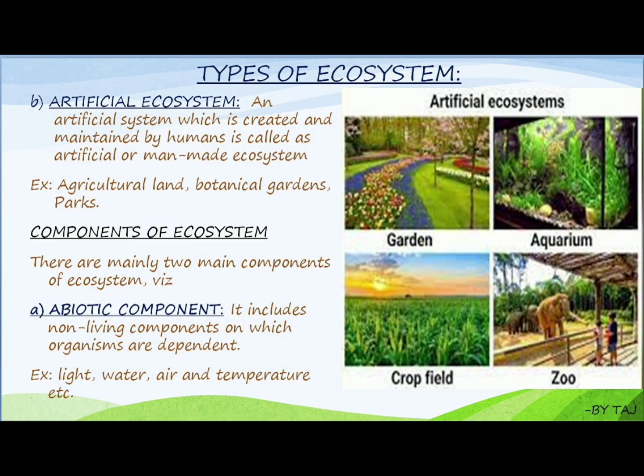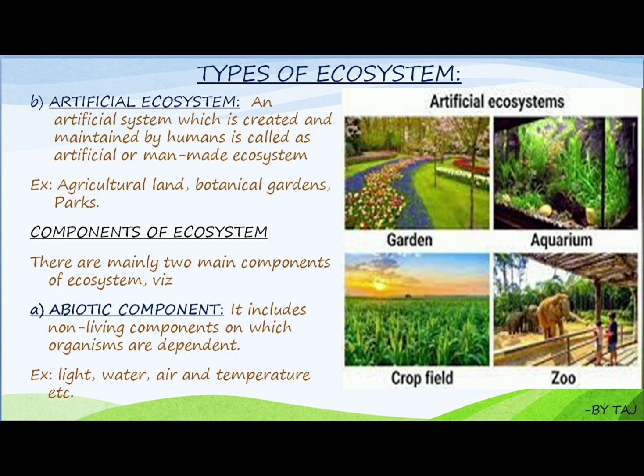And coming to the artificial ecosystem, here artificial means man-made. With the help of man, this ecosystem is created. Examples are agricultural land, botanical garden, parks, that I have shown here in the picture. You can identify the difference between the artificial and the natural ecosystem. So these are the types of ecosystem.